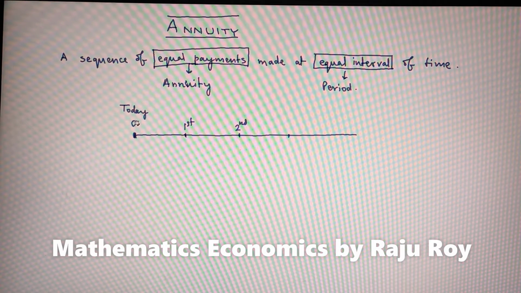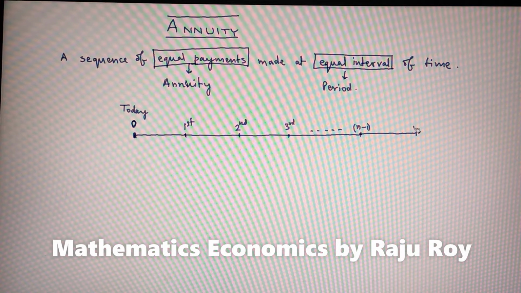0 is the beginning of the first year. First is the end of the first year or beginning of the second year. Similarly, this is the beginning of the third year or end of the second year. Similarly, this will be the beginning of the fourth year or end of the third year. So like that we are proceeding till the nth year. This is your n minus 1th year, and this is your nth year.